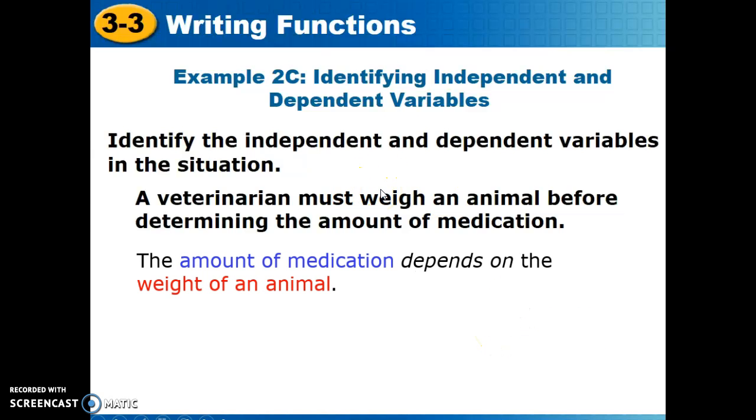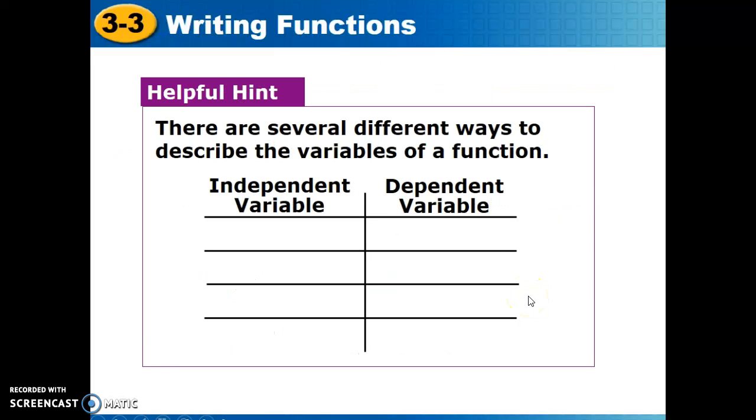A veterinarian weighing an animal before determining the amount of medication, we've done a problem similar to this. The medication depends on the weight of the animal. So the weight is independent. That would be our x variable. Medication is dependent. That would be our y.